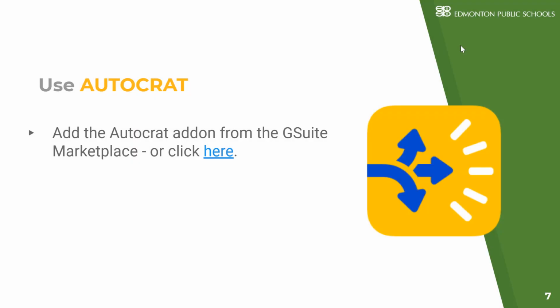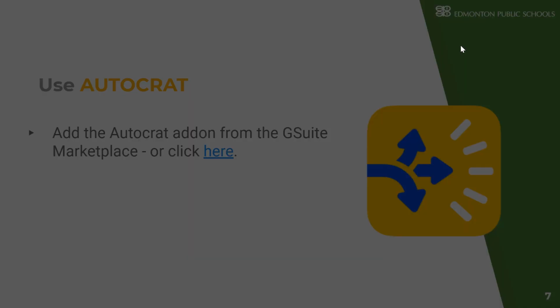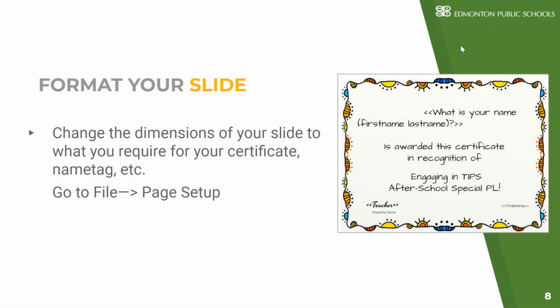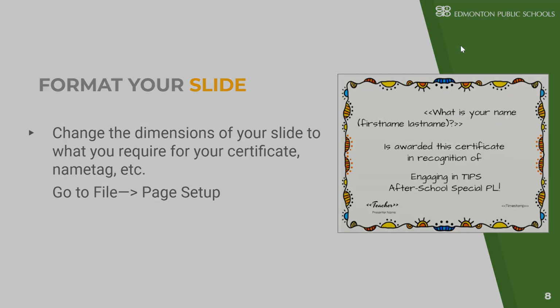You can download the Autocrat add-on from the G Suite Marketplace from within your Google Sheets. You'll go to Google Sheets, you'll go to your add-ons, down to add add-ons and add it that way. You can format your slide. If it's name tags, you're going to have different dimensions than for a whole certificate. For example, today will be your certificate, but I'll show you where you can change that.